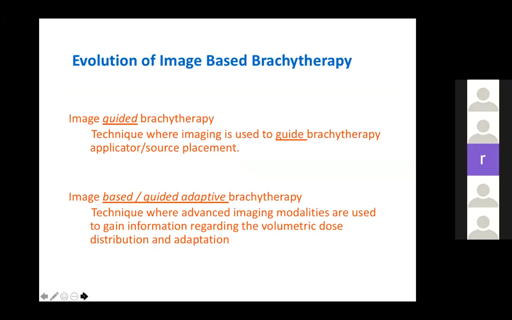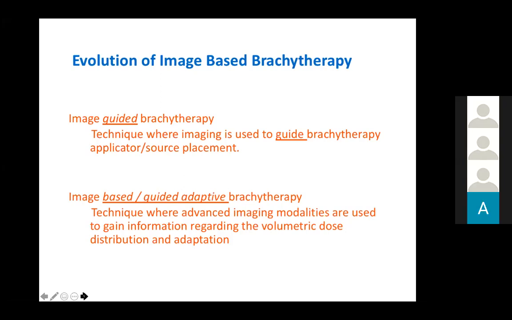These terminologies are often confusing, and the way I put it is that when we mean image-guided brachytherapy, we mean any technique where imaging is used to guide our brachytherapy applications and source placements. So this we have traditionally used. And when we talk about image-based or adaptive or guided brachytherapy, we mean a technique where advanced imaging modalities are used to gain information regarding the volumetric dose distribution and adaptation.